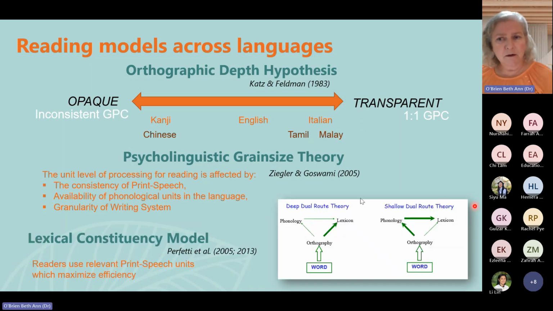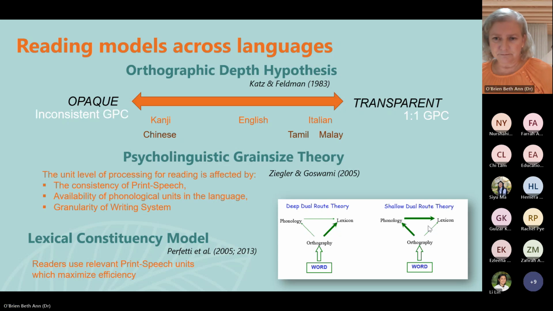Okay, so then another major model that was proposed with regard to reading across different languages is Perfetti et al.'s lexical constituency model. And here they suggest that with all of these differences between languages, what the readers hone in on are the relevant units of these print to sound to meaning connections. Whatever units make word reading most efficient is what they'll focus in on. And readers will learn to do this when they read their own languages. So for non-alphabetic languages like Chinese, the characters code at a larger grain size of syllables or whole words.